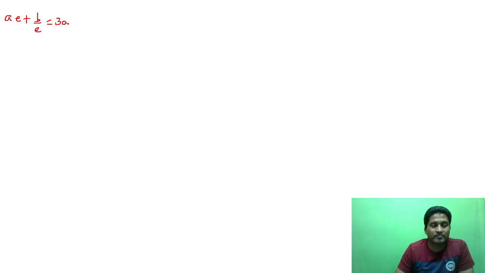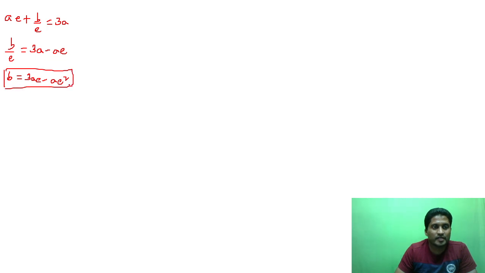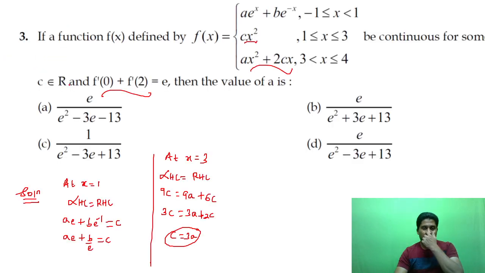So I will write B also in terms of A. So B upon e is equal to 3A minus Ae. Cross multiply, you get B is equal to 3Ae minus Ae square. This is the value of B. So I got B in terms of A, I got C in terms of A.